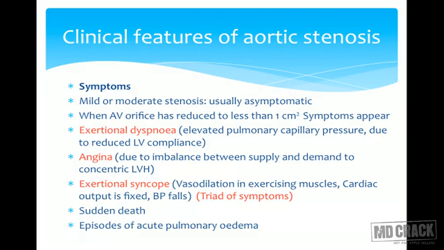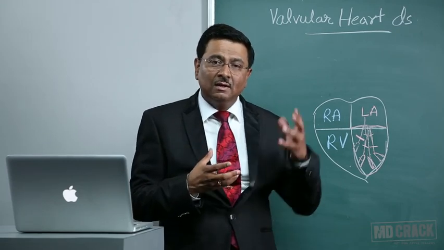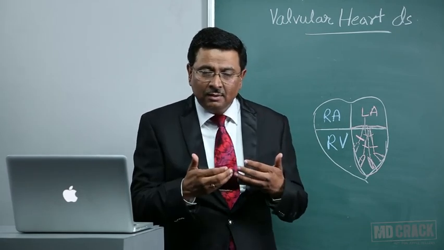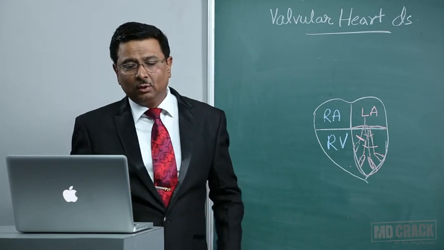What could be the clinical features of aortic stenosis? In mild or moderate stenosis, the patient is usually asymptomatic. When the aortic orifice has reduced to less than 1 centimeter square, symptoms appear. And what are the symptoms? It's a triad of symptoms in which you get exertional dyspnea, angina and exertional syncope. Please understand there are n number of MCQs which could be framed like this: triad of symptoms, exertional dyspnea, angina and exertional syncope. This triad is most commonly associated with aortic stenosis.